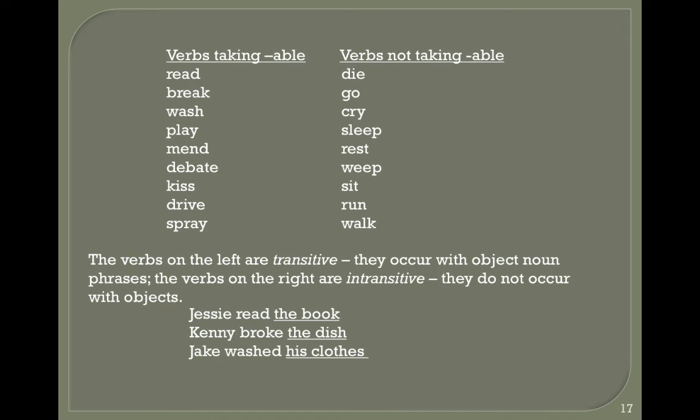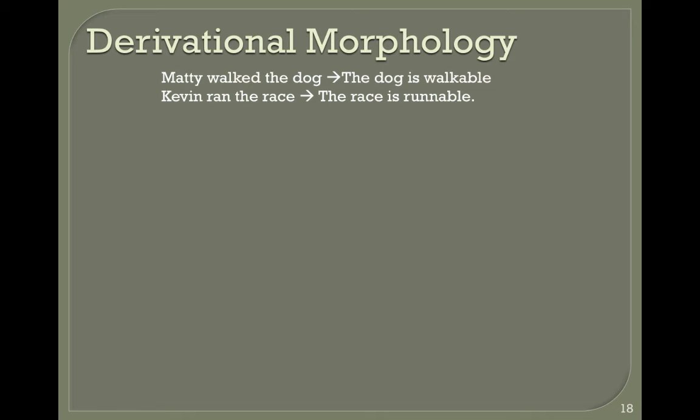See how read, break, and wash can all take an object? Jesse read the book, Kenny broke the dish, Jake washed his clothes. Those are all the object noun phrases. And then here's pairs, right, that are intransitive. So Jesse slept, Kenny cried, Jake died. They don't need to have an object after the verb. Here's some more examples. Here's the verb walked, where it takes an object. Maddie walked, and then the object is the dog. So we could also say that the dog is walkable, right? It's a transitive verb. We can add -able to it. And the same for Kevin ran the race. The race is runnable.